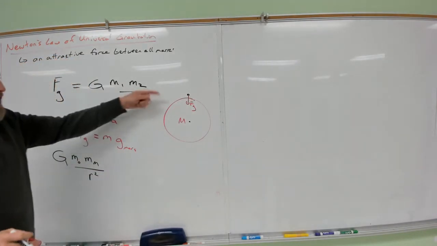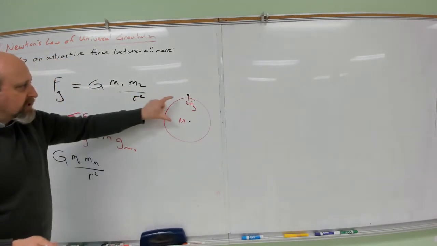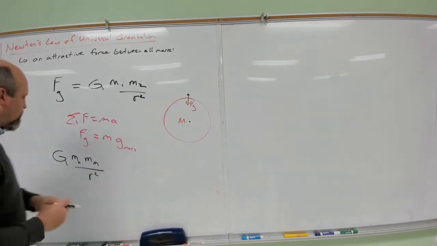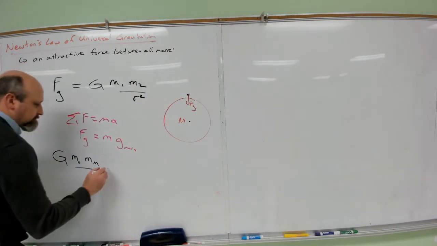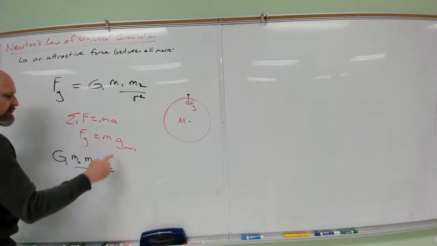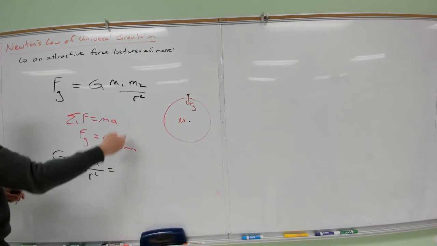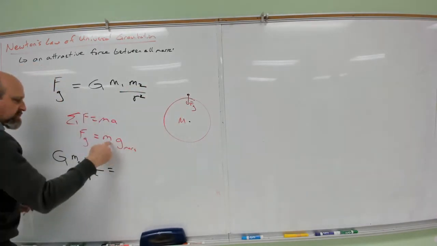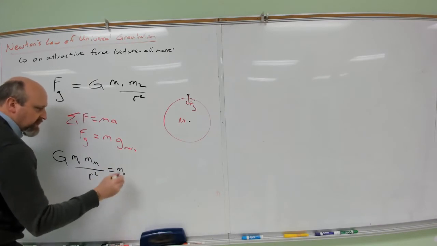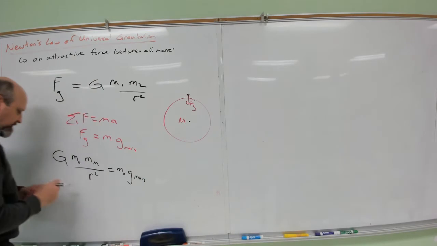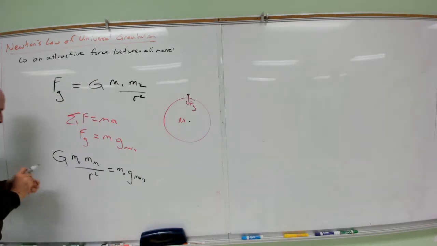If we're dropping that at the surface, then that distance between the middles is just the radius of the planet. So that's just the radius of Mars, the distance from the middle of the planet to the surface. And then this m is the mass of the object that we're dropping, so this is the mass of the object on this side. And then g Mars.